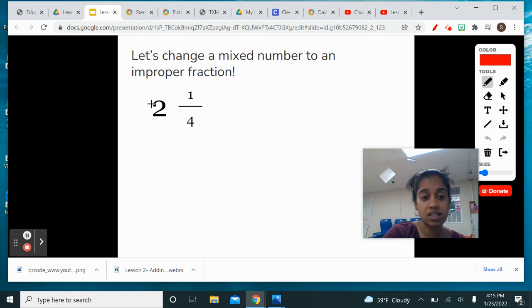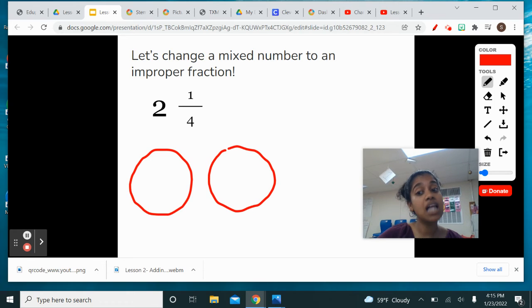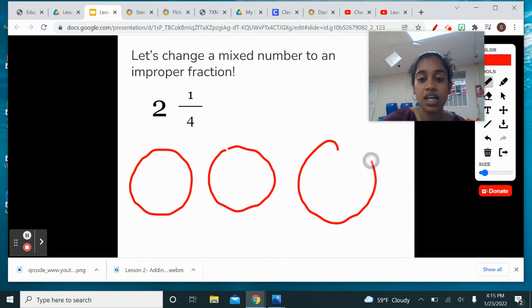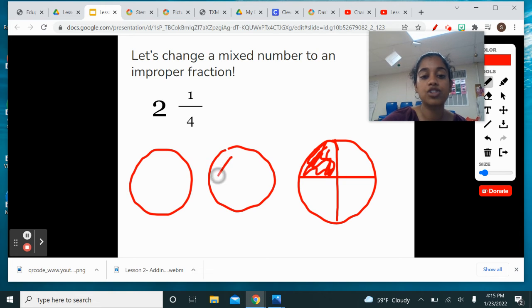So I have 2 whole pizzas, plus I have 1/4 of a pizza. So let's take this third pizza and we're going to cut that into fourths. And I have this piece right here, right? And then I also have these wholes.